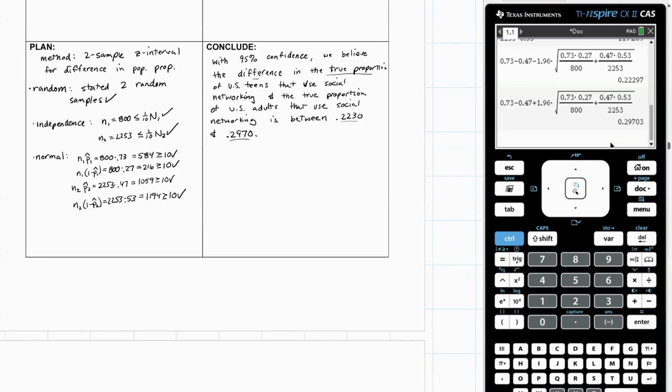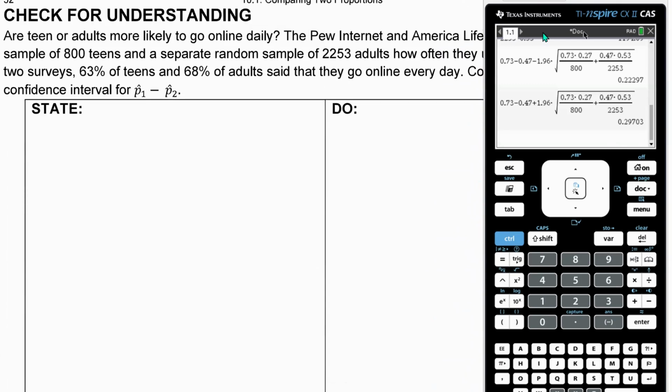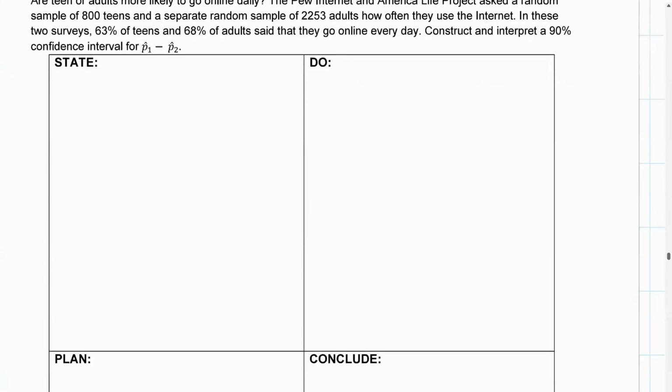Let's do one more example. Again, looking at a survey from this Pew Internet study. Are teens or adults more likely to go online daily? Pew Internet and American Life Project, that's a random sample of 800 teens and a separate random sample of adults, how often they use the internet. In the two surveys, 63% of the teens and 68% of adults said they go online every day. Construct and interpret a 90% confidence interval for the difference in the sample proportions.